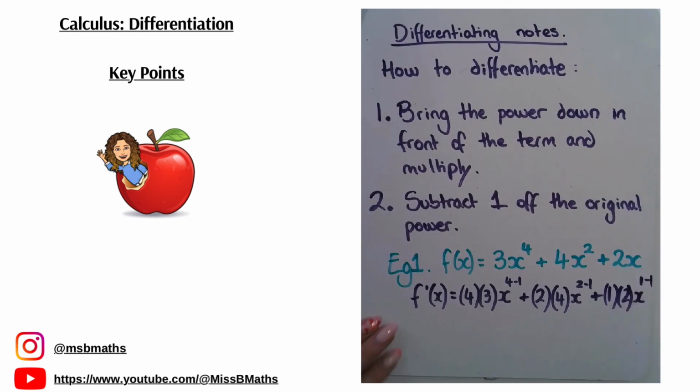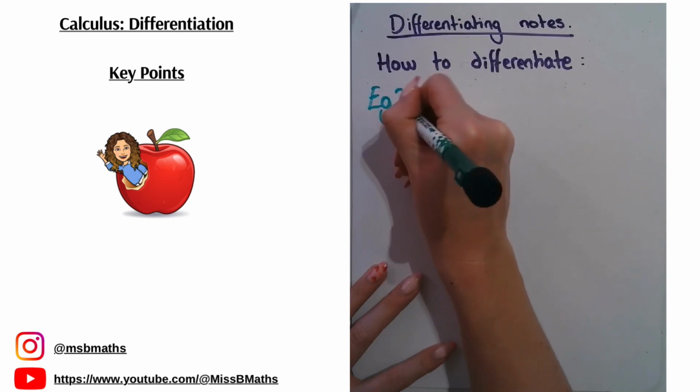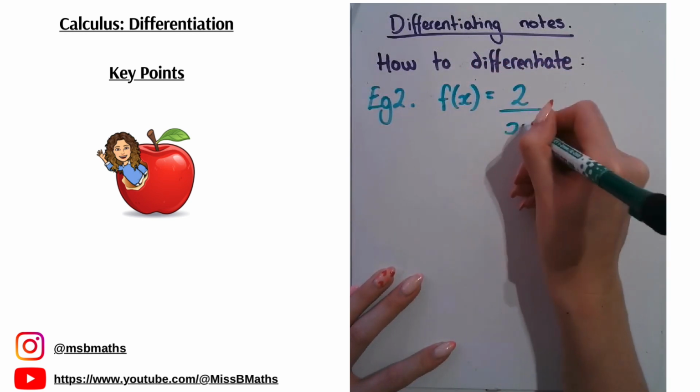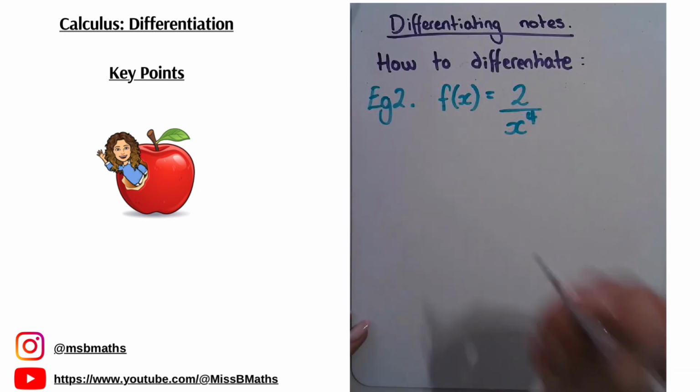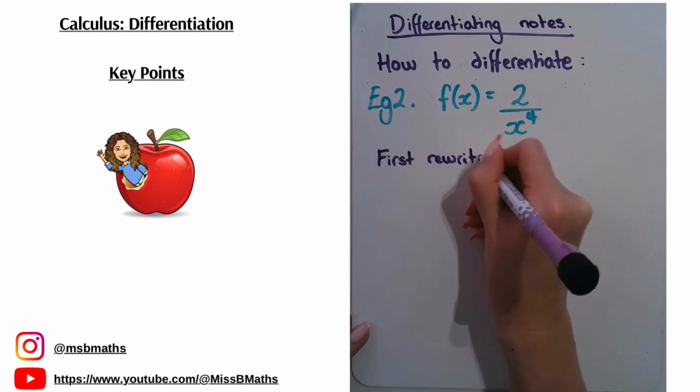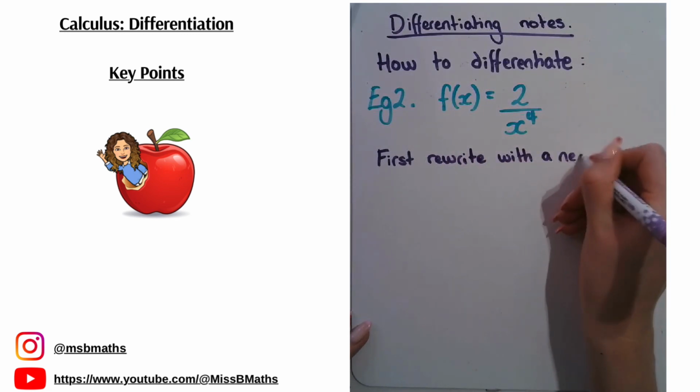And then on to the second example. This literally just shows you, first of all, how to rearrange. So if you have a function written with your x to the power of something on the bottom, you simply need to first rewrite with a negative power, okay? Once you've done this, you can just follow the same steps as the first example.